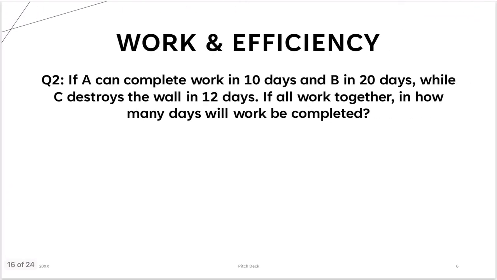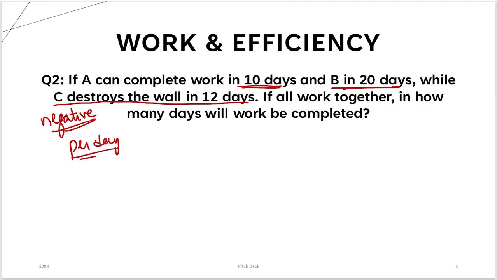Now, next question. In this question, A completes the work in 10 days. This is clear. Now we have understood what it means. B completes in 20 days, but C destroys the wall. C is doing negative work. It's like I am putting a brick, B is putting a brick, but C is removing the brick. He is destroying the work. If they all come together, how many days will they take to complete the work? What will be the per day work for A?